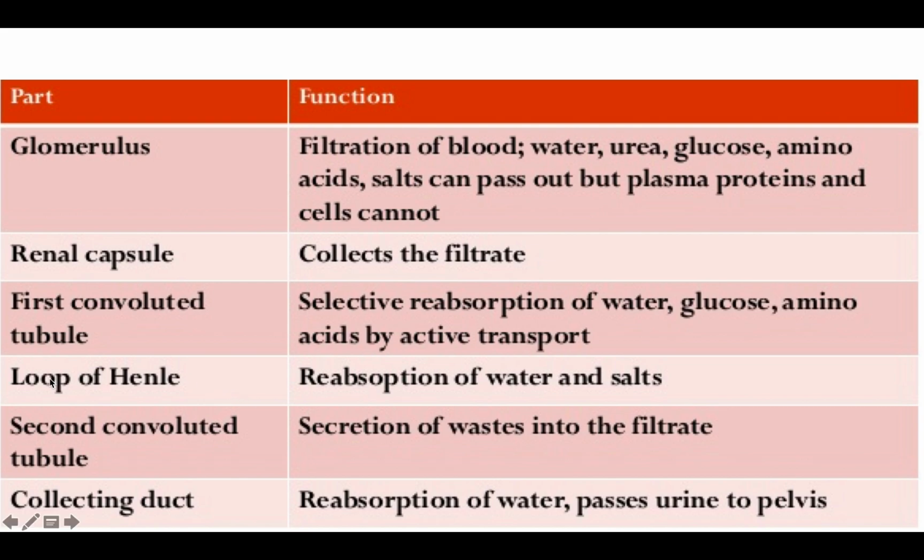Then you go through the loop of Henle, with reabsorption of water and salt. The distal convoluted tubule is going to be the secretion of waste into the filtrate. Your waste isn't getting secreted until the second convoluted tubule, mainly because you have to try to manage your water and salt. And then finally, your collecting duct, which is going to reabsorb water as it passes urine to the pelvis of the kidney, and then eventually out of the kidney.